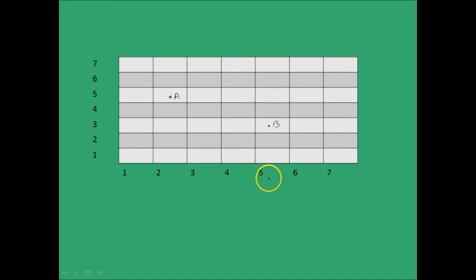Another way to do that would be to say that student B is sitting 3 rows from the front and 5 rows from the left. And similarly for student A, I would say the student is sitting 5 seats from the front and 2 seats from the left.